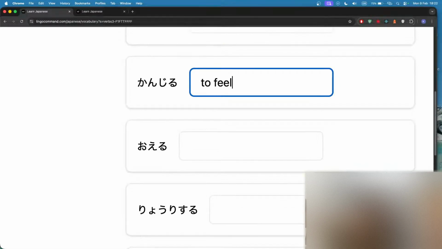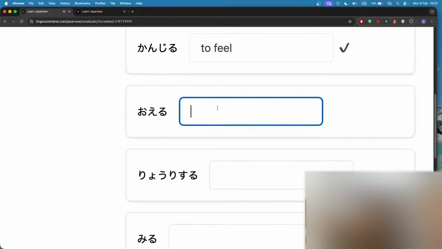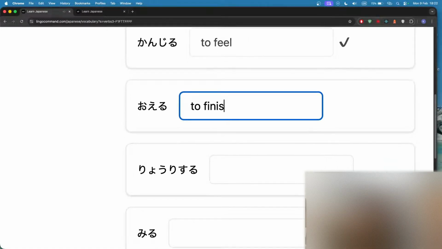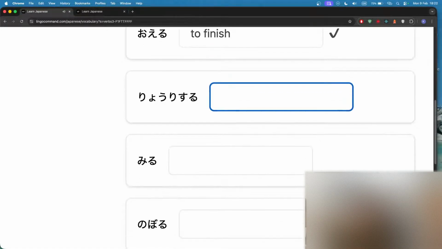Kanjiru is to feel. Kanji, I think, means feeling. Oeru is to finish. And then this is ryo. So we have a hiragana yoon combination here. So this ri and half size yo becomes ryo. Ryori suru, which means to cook.